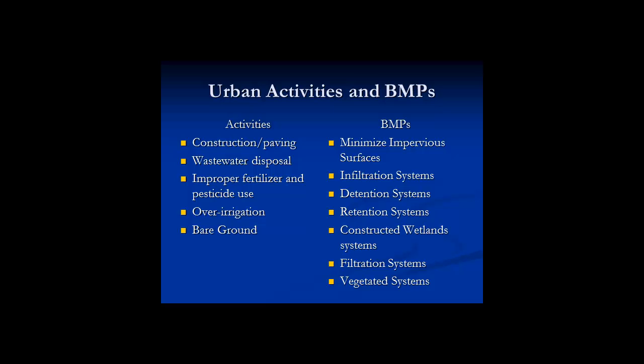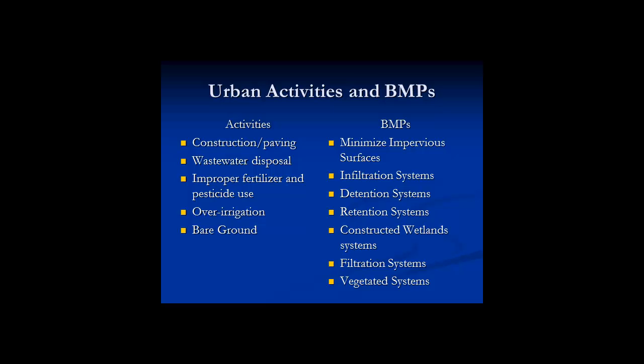And increasing in bare ground. We want that vegetation to cover the ground. And so those BMPs would include minimizing impervious surfaces in those areas. So we have areas where the water can infiltrate, putting in infiltration systems, detention systems or ponds or swales, retention systems. So some of our large lakes, we have a lot of flood control structures here in the Plum Creek watershed.